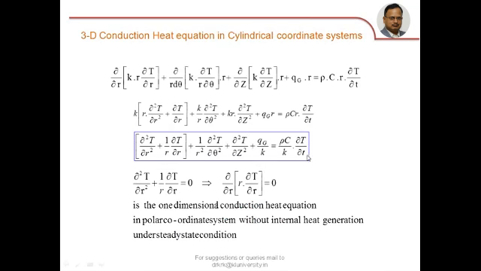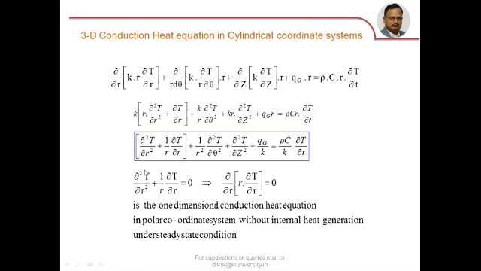If you want to consider the unsteady state, you have to add the term rho c by k ∂T by ∂t. And already we have seen that k by rho c is called thermal diffusivity, which represents the capacity of the system to diffuse heat. The more the thermal diffusivity, the faster the rate at which heat spreads in the solid.